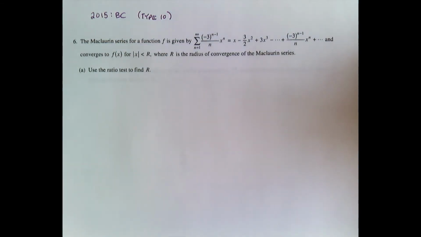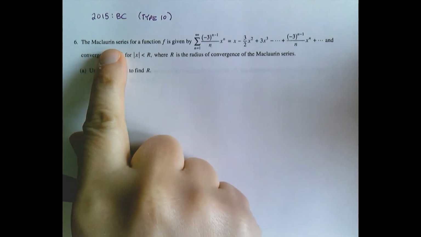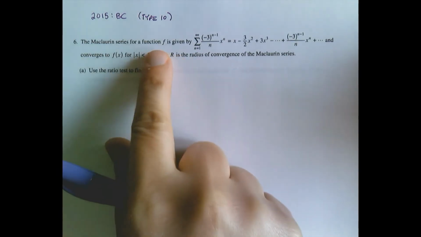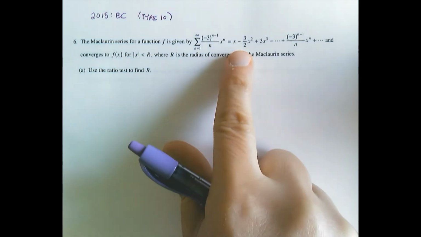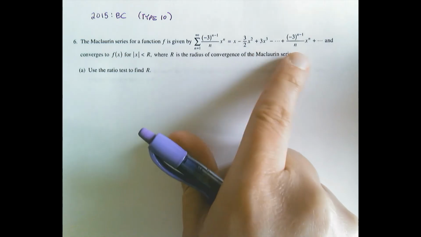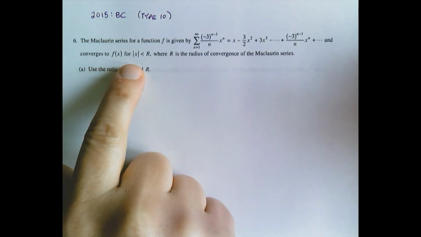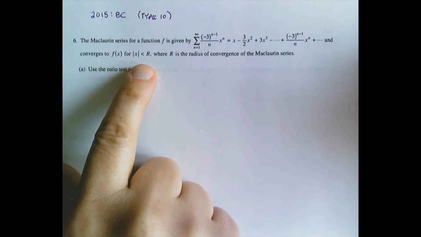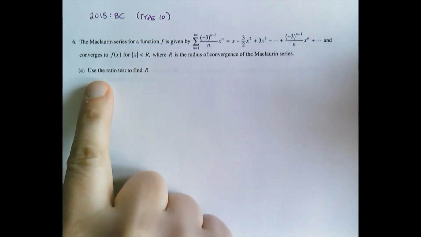So here we go. The Maclaurin series, which is a Taylor series centered at 0, for the function f is given by, and then they write out the first 1, 2, 3 terms and the general term. And it converges to f of x for all absolute value of x less than r, where r is the radius of convergence. Use the ratio test to find r.